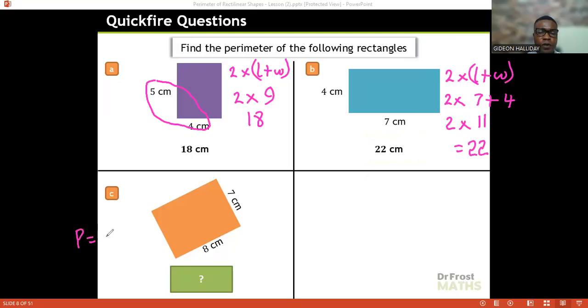Remember, perimeter is 2 times L plus W. Make sure you do your L plus W first before you multiply by 2. That's 7 plus 8 or 8 plus 7, whichever way. So 7 plus 8 is 15, right? And then 2 times 15 is 30.